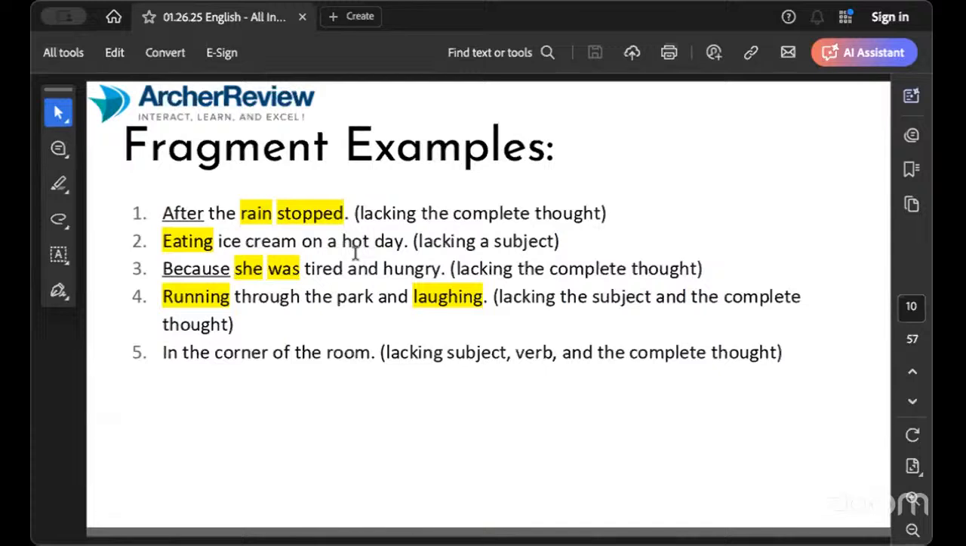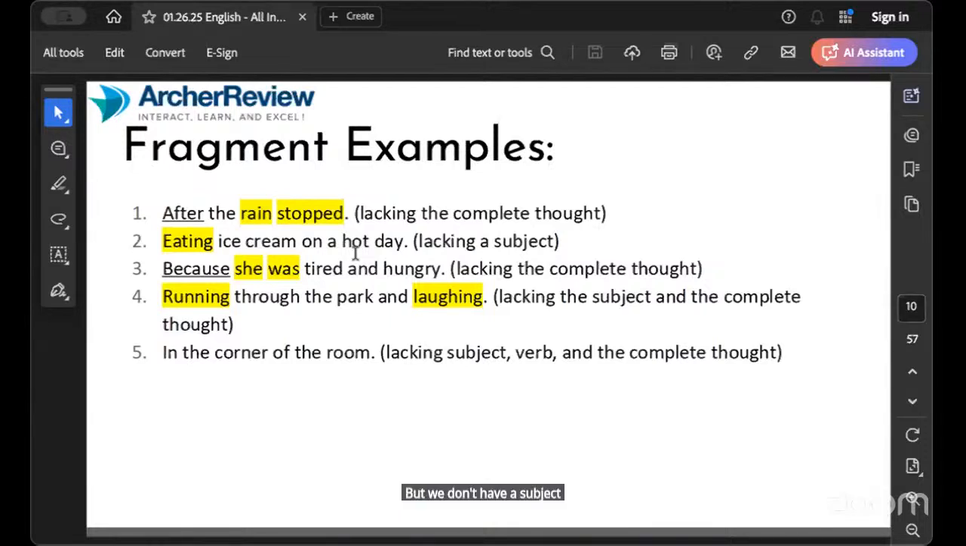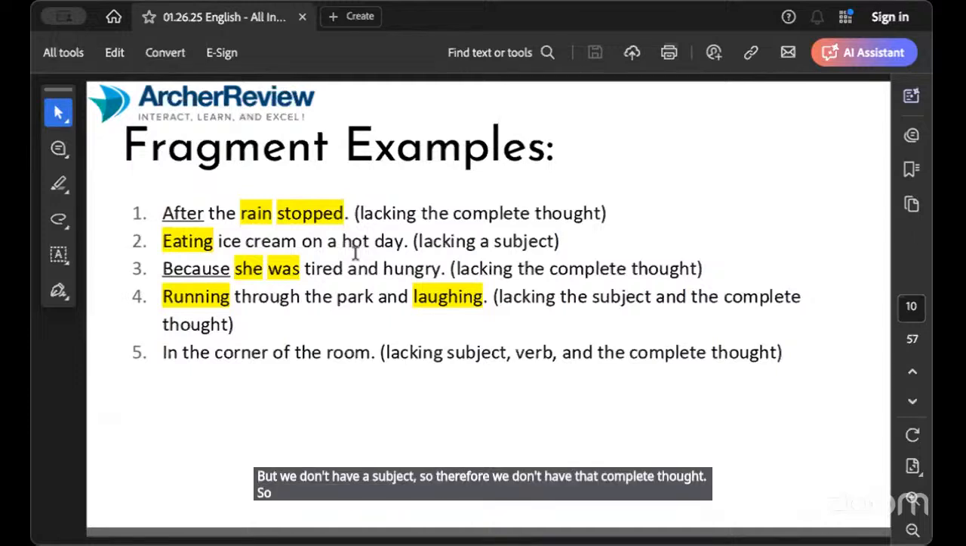Number 4, running through the park and laughing. So we've got a verb, running. We've got another verb, laughing. But we don't have a subject, so therefore we don't have that complete thought. So that one's a fragment as well.